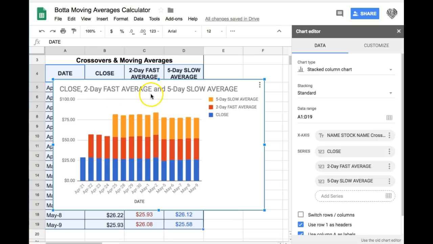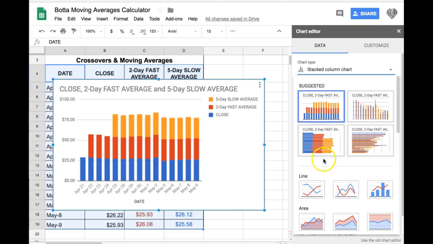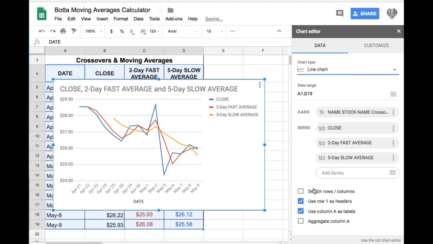And they come up with what they think is the best chart. So we want to change it. We don't want a bar chart. We want a line graph. So I say click on chart type and the very first line chart option.